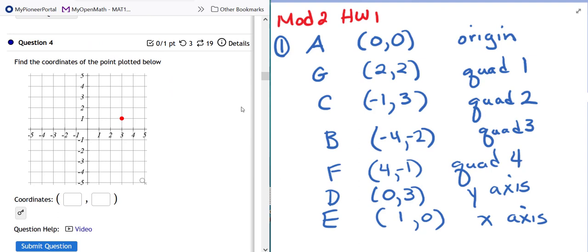This one is kind of a backwards question. It is giving you the point and wants the coordinates, kind of like we did in the other one, except we didn't give the coordinates, we gave the quadrant. So you have to figure out the x first. It has moved across 3, and it has moved up 1.